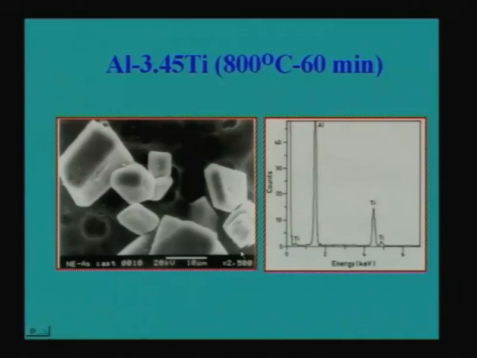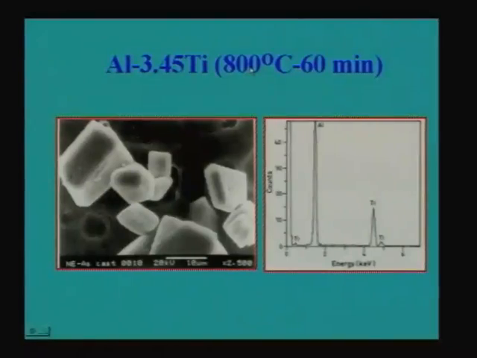So, this is what people have done. They made an aluminum titanium master alloy by reacting aluminum with K2TiF6 at a certain temperature. This is 800 degrees for 60 minutes, and you end up in a composite like this. You can call it a composite, you can call it a master alloy, whatever you want to call it. It has a matrix of aluminum plus particles. What are these particles? TiAl3 particles, because this is an aluminum titanium alloy, and one can do X-ray diffraction, one can do EDAX.